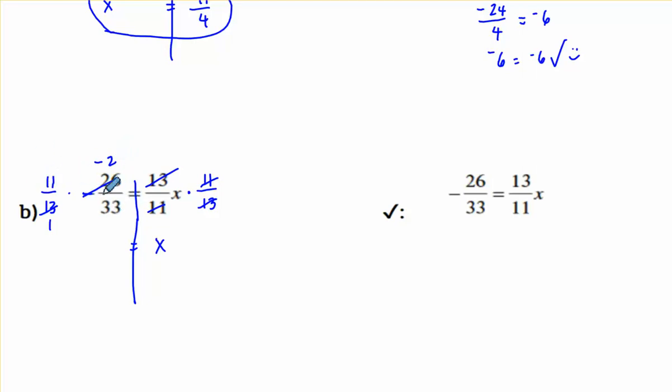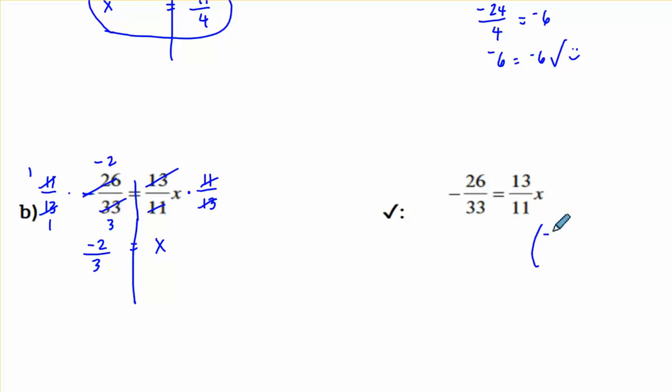They can both be divided by 11. So 11 divided by 11 is 1. And a 33 divided by 11 is 3. And now I'm ready to multiply. Top times top. Well, 1 times -2 is -2. And bottom times bottom, 1 times 3 is 3. So I think my answer is a negative 2/3, but I'm not sure.